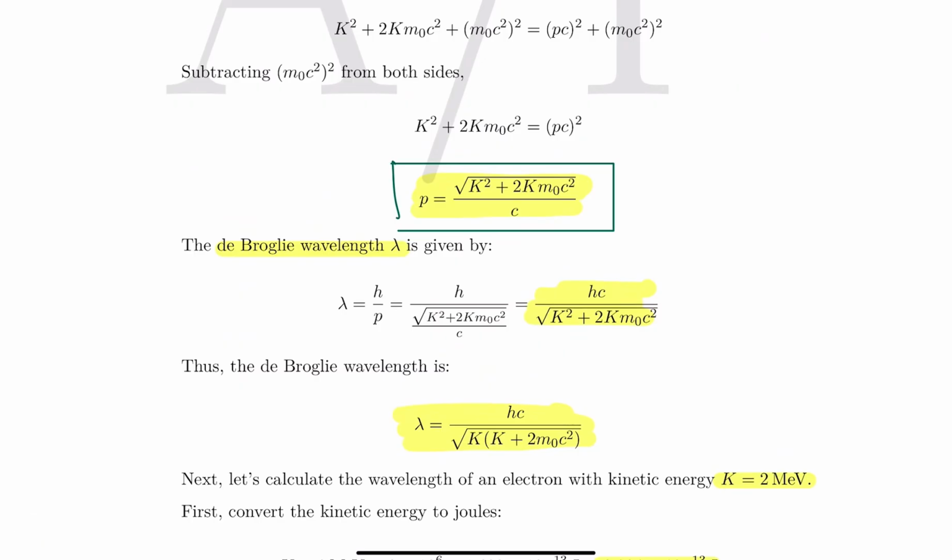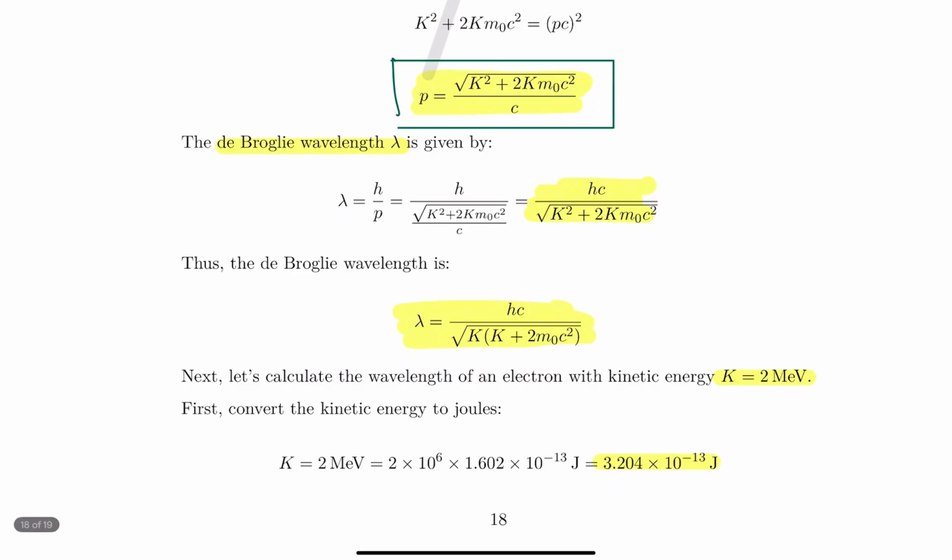That is, lambda equals hc divided by the square root of kinetic energy multiplied by, in brackets, kinetic energy plus twice the rest mass energy. So this is what we have proved just now, and once we have proved it, we are required to find the wavelength of an electron with kinetic energy 2 million electron volt. So you are just required to plug in this value here, and you know all the values for the electron already, the rest mass energy and all these things.